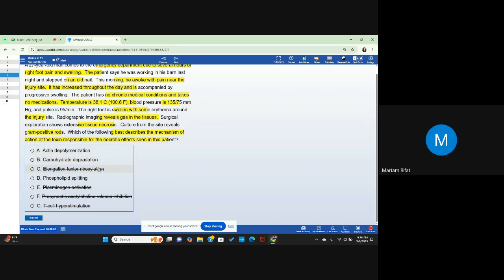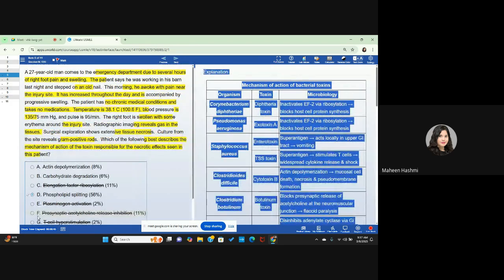Sorry, Dr. Maheen, the presynaptic acetylcholine release inhibition is with the botulinum. Yeah, botulinum. Am I right? Yes. Presynaptic acetylcholine release inhibition occurs with botulinum. So where do we see carbohydrate degradation? Also in C. perfringens, but it's for gas production. It's also in perfringens. Okay, so we agree with the phospholipid splitting.